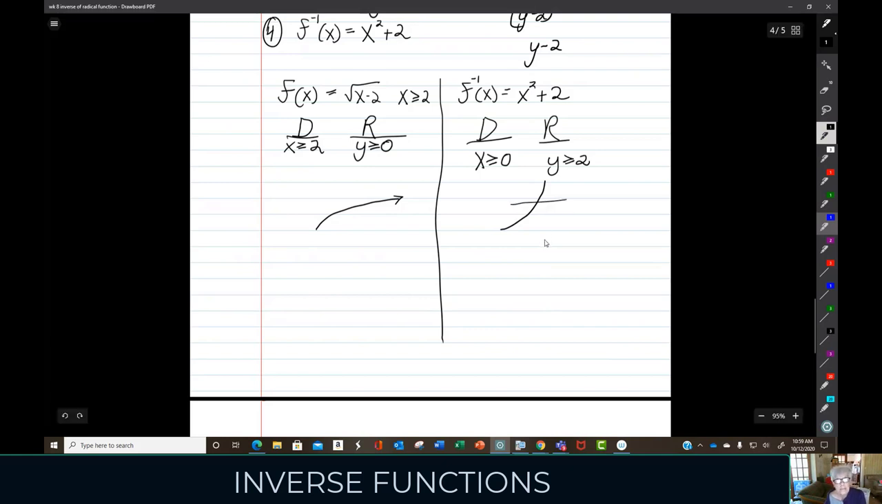Both of these pass the horizontal line test, the HLT. The horizontal line goes through the graph only once, and over here, as long as I'm taking half of the graph of x squared plus 2, it passes the horizontal line test. So this is the sneaky way mathematicians get around the rules. This is your answer right here. Domain x greater than or equal to 0, range y greater than or equal to 2, which is switched from what they were over here. And inverse functions will always be that way.